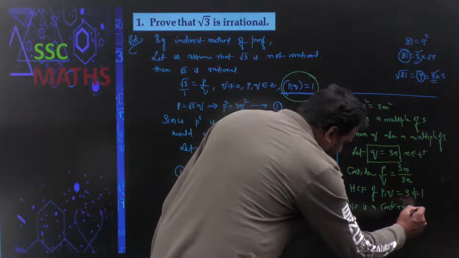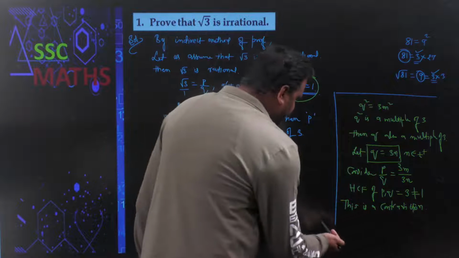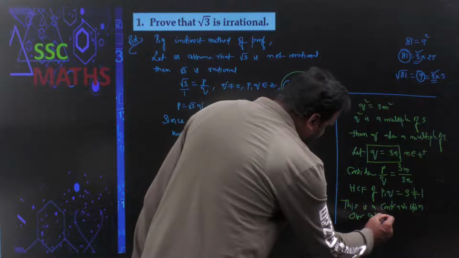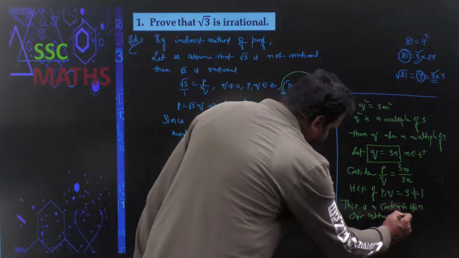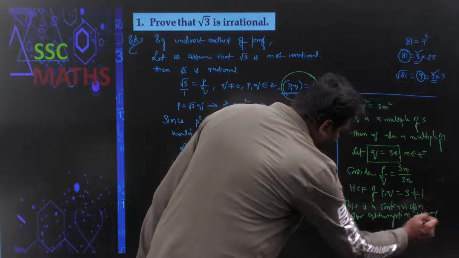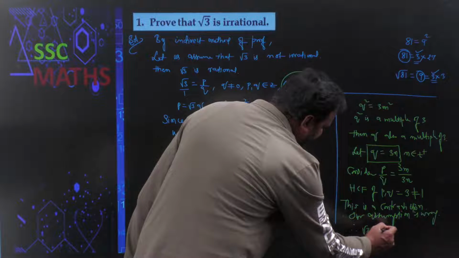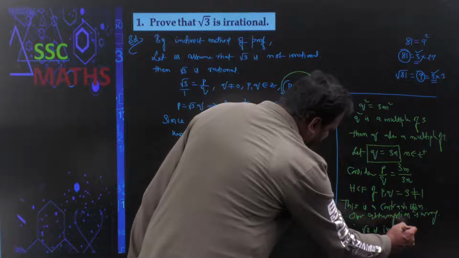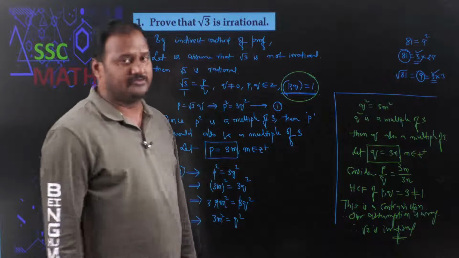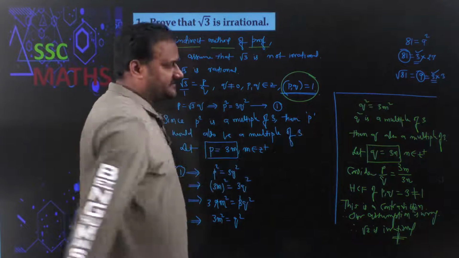Getting a wrong result is a contradiction. This is a contradiction. Therefore, our assumption is wrong. So, since our assumption is wrong, then what is right? Therefore, root 3 is irrational. This is the proof, and it is called the indirect method of proof.